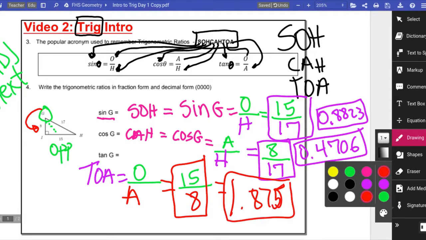All right, we're going to make your life easier. We're not going to complicate things. So the most important thing you need to remember is this. SOH stands for sine equals opposite over hypotenuse. Cosine stands for adjacent over hypotenuse. And then TOA is tangent, and that stands for opposite over adjacent. All right, try the next one on your own.